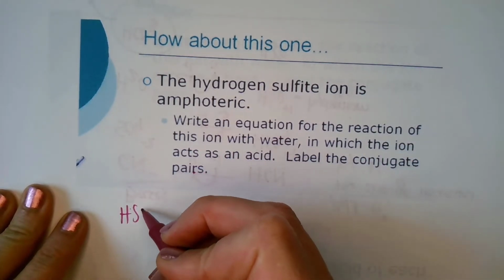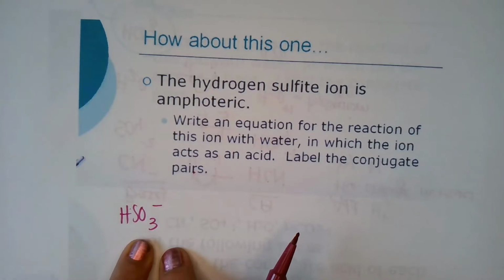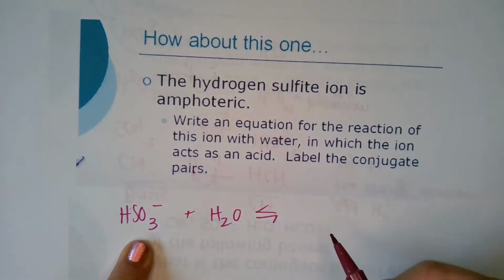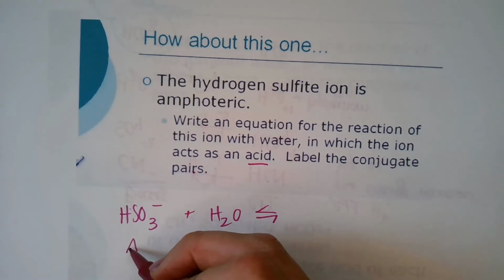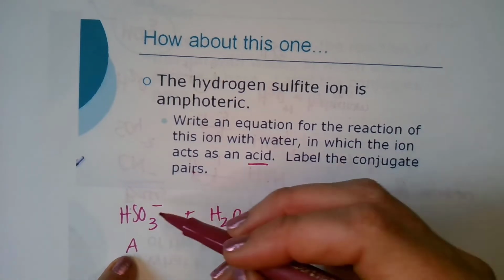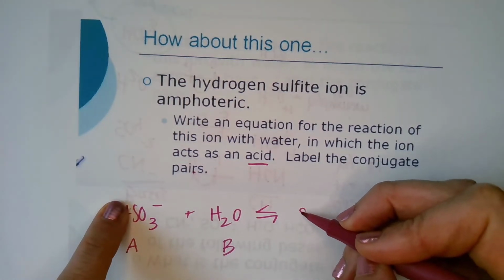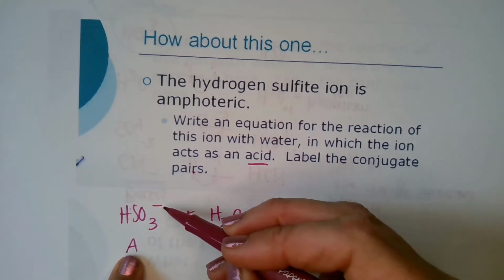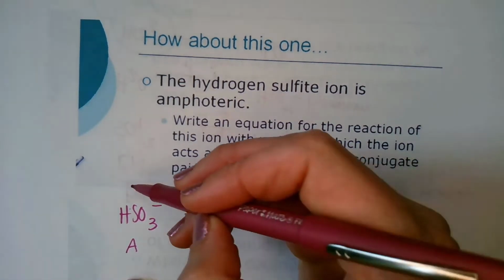So let's write a reaction for this ion with water. We've got HSO3 minus, our hydrogen sulfite ion, plus water. If this ion acts as an acid, then water is acting as our base. Our acid is going to be a proton donor, so we're going to lose that H. We're just going to have SO3 with no H. Remember, we're going down on the number line, so we go from a -1 to a -2.